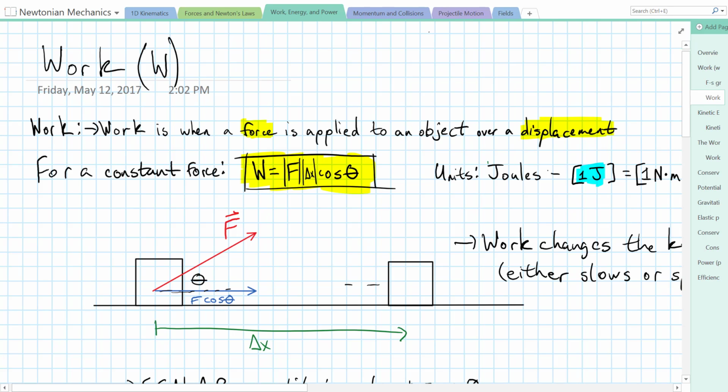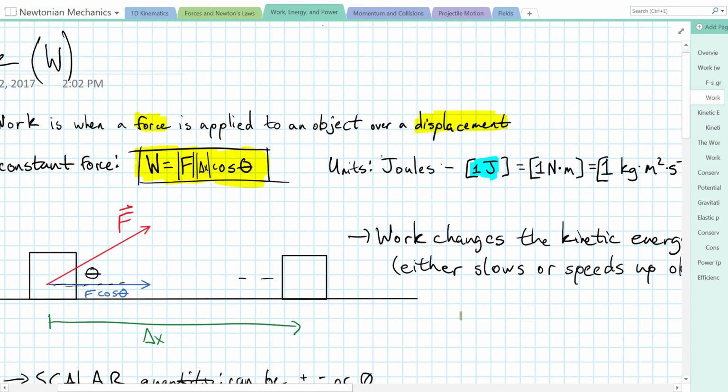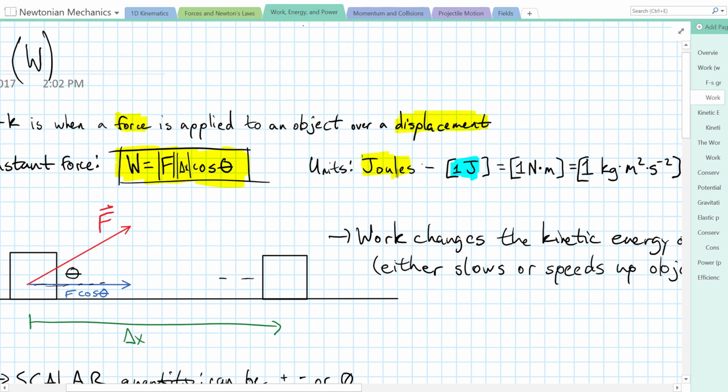The units of work are going to be joules, capital J, the same units as energy, which means they also have units of newtons times meters, or kilograms times meters squared per second squared, but joule is our standard base SI unit of energy.